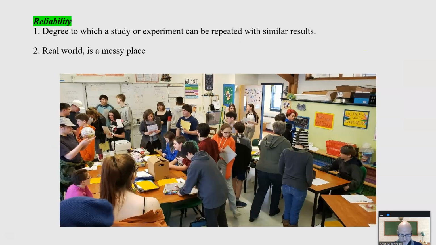Reliability is the degree to which a study or experiment can be repeated with similar results. And again, experimental research strives to create this hermetically sealed world with all the variables controlled so that you can say X can be used to cause Y beyond all doubt. However, the real world is a messy place. Human beings are not inclined to exist in hermetically sealed worlds. We expect to find and see different things in different classrooms at different times.